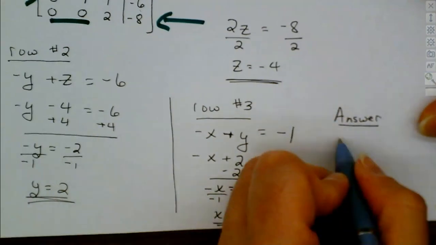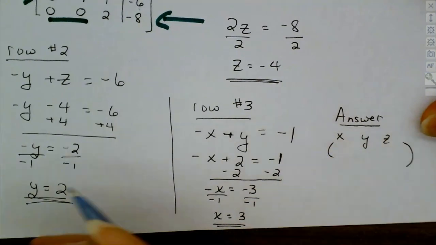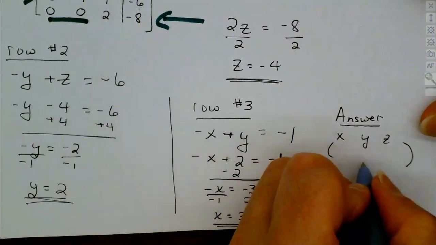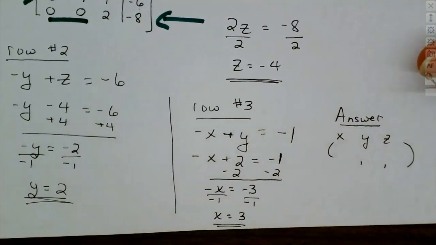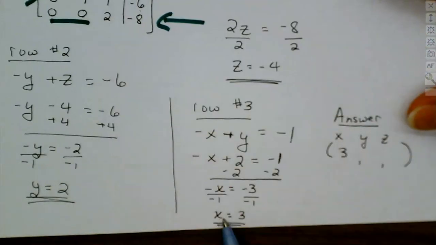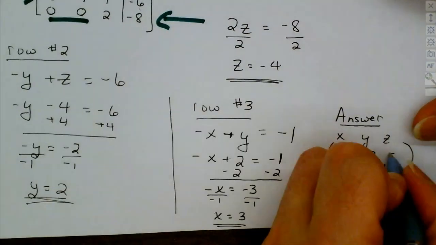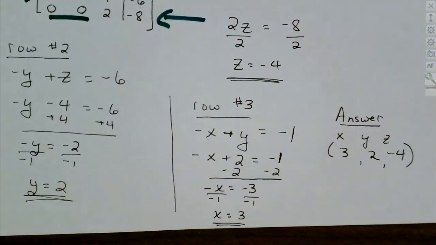How do we write our answer? And our answer as an ordered triplet is x, y, and z. Yep, thank you. I was going to close it, but thank you. And what would that be as an ordered triplet? As an ordered triplet, that would be 3 for the x, 2 for the y, and minus 4 for the z.